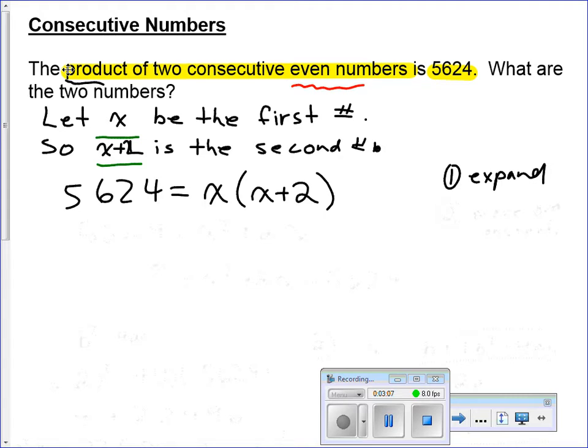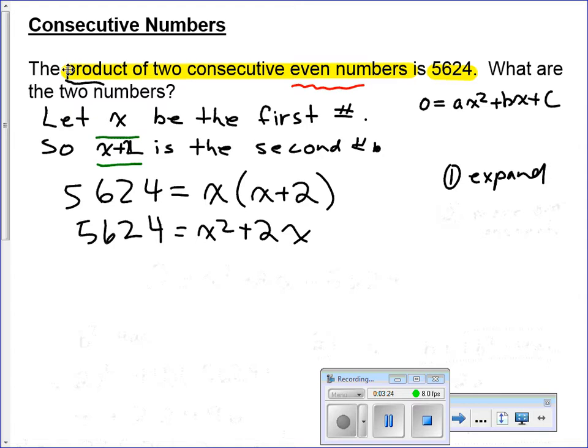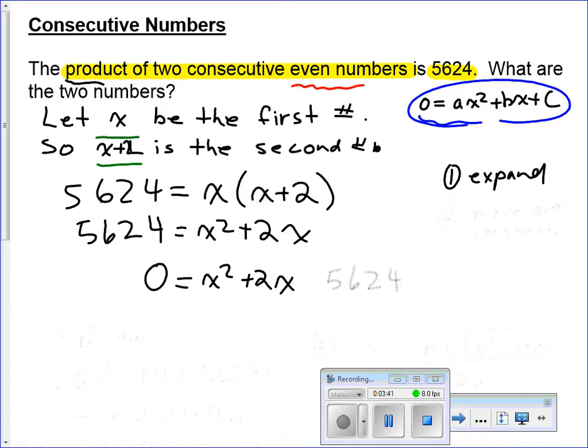Then, remember that every time we're solving for something, we need to have 0 equals ax squared plus bx plus c. You must expand your information, then you're going to get something like this. But it's not in the right form. Remember, we need it to look like this in order to solve for it. So we're going to take this 5624 and move it to the other side of our equation to get negative 5624 together with the x squared plus 2x.